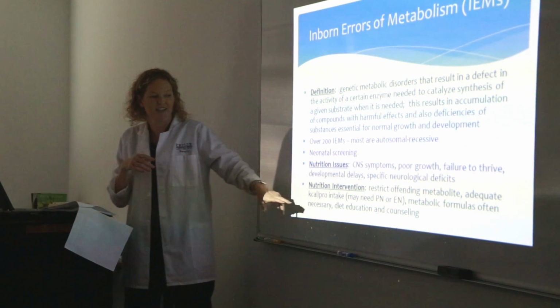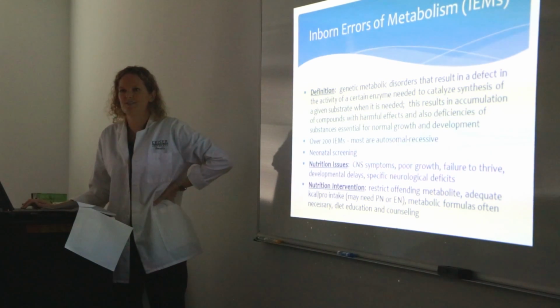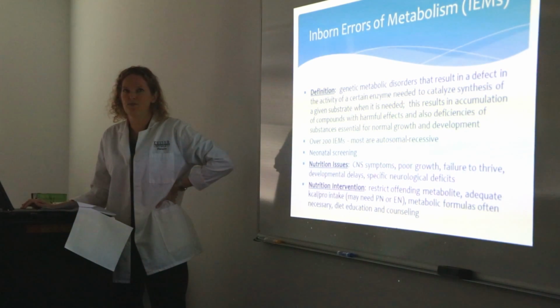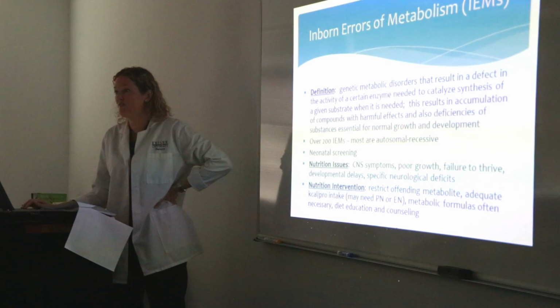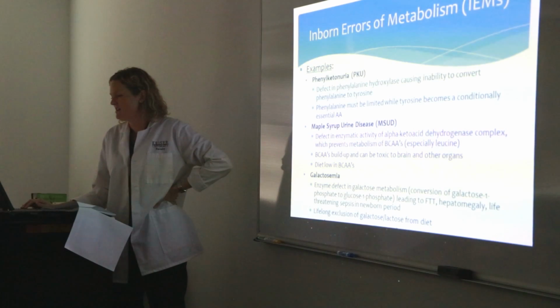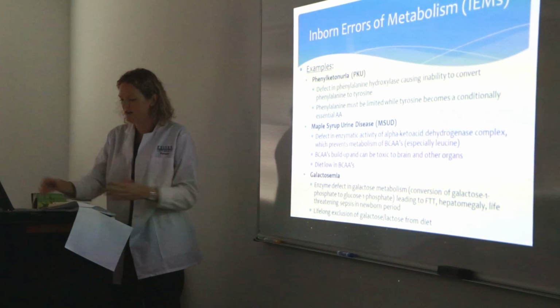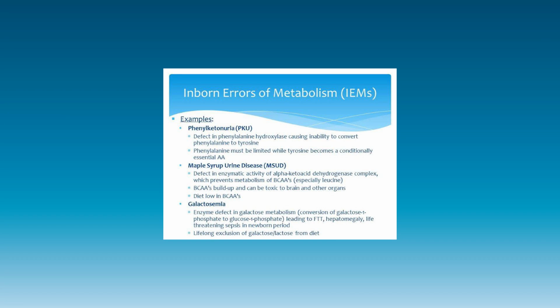And then diet education. Again with PKU, just using that as an example, phenylalanine is in almost every food that has protein. So educating them on all the foods that they can eat that are very low in protein, and counseling for the family and the patient. Okay, so these are three of the more common ones, and again, these are all very rare, but these are probably three of the more common ones.